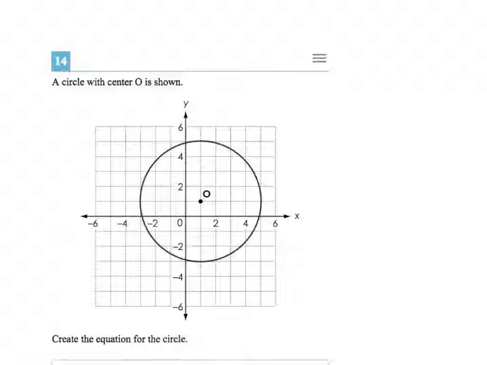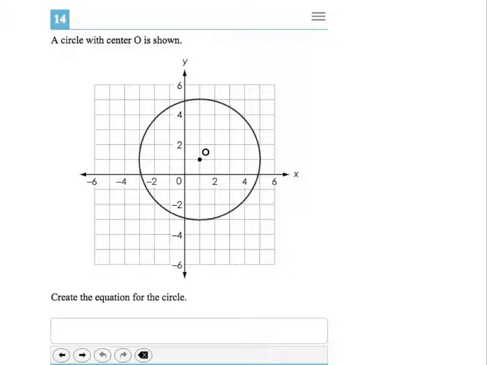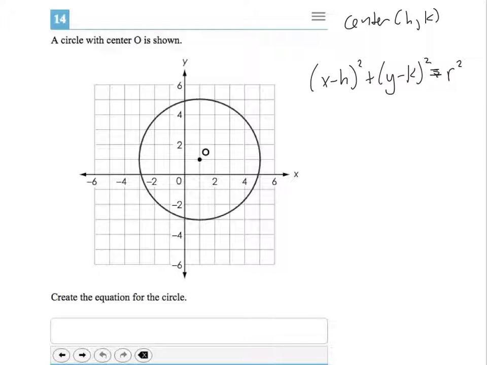Here is a circle with center O shown. Create the equation of the circle. Well, this is something we just did. We know that the equation of a circle is (x minus h) squared plus (y minus k) squared equals r squared, where the center is (h, k) and the radius is r.